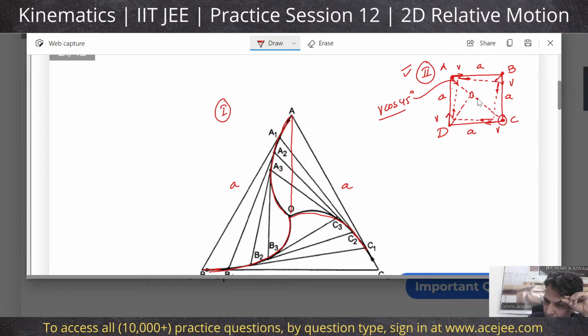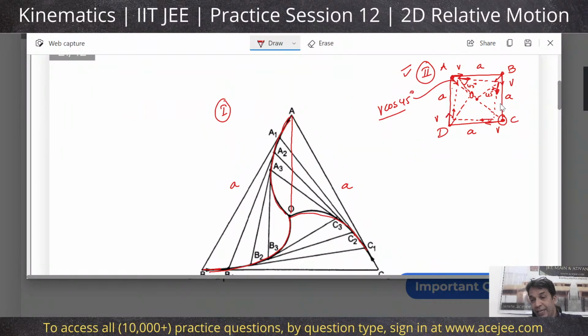Now, this is again forming a square. And since O is still the center of the square, this angle is still 45. Similarly, this is the new velocity vector for B. And this angle is still 45. Just the sheer geometry of the square. Right? O is the center. A, B, C, and D are at the 4 vertices of the square they are forming. So obviously OB has to make an angle of 45 degrees with the sides of the square.